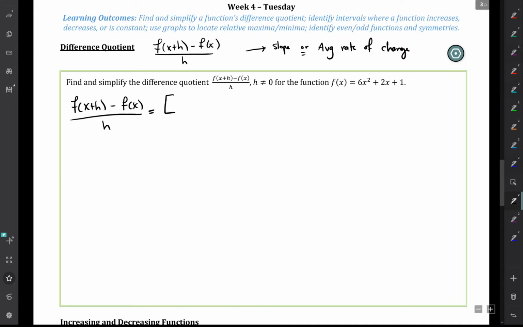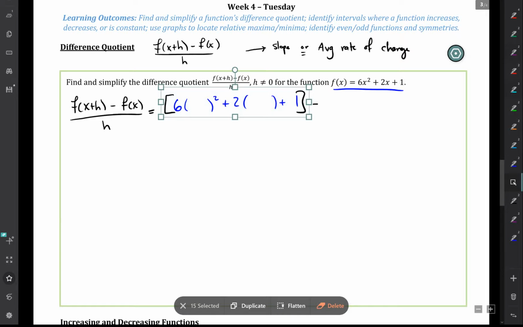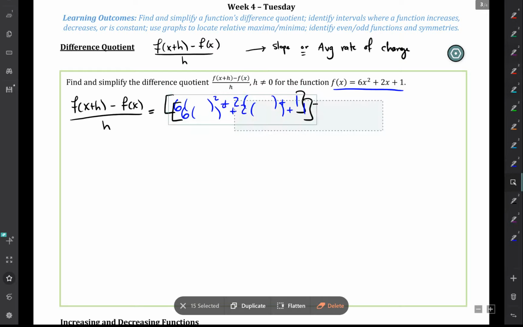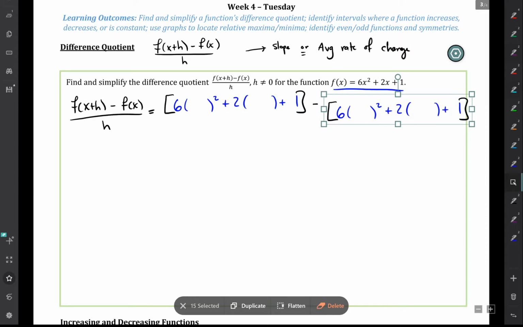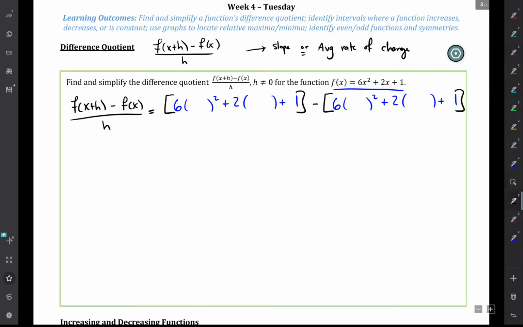I'm going to put parentheses here. I'm going to write down my function, which is 6 times something squared plus 2 times something plus 1. And I put the parentheses there instead of x because I'm going to be plugging in something there. And then I'm going to put a minus sign, and then I'm going to just put a second copy of the same function. So you can either duplicate it if you have a computer, or you just write it all down again.